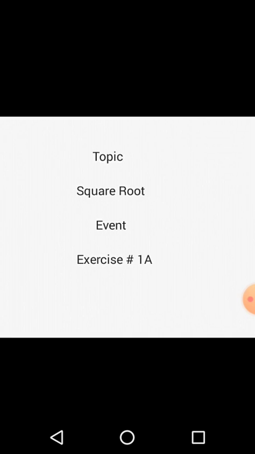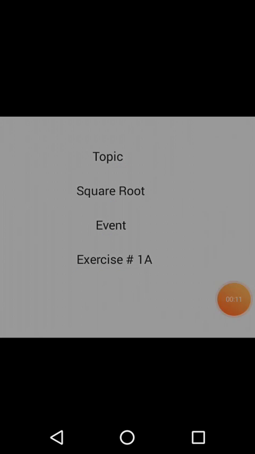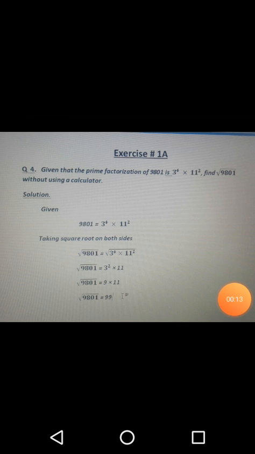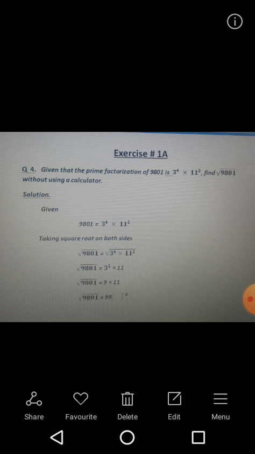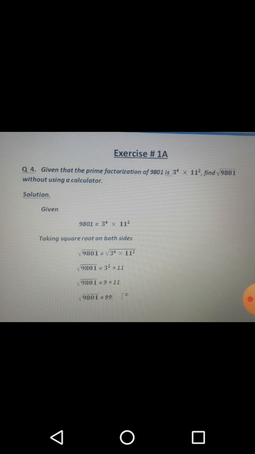Today our topic is the square root and the exercise is exercise 1a. Today we will solve question number 4 of exercise 1a, which is: given that the prime factorization of 9801 is 3 raised to power 4 multiplied by 11 raised to power 2, find the square root of 9801 without using a calculator. We will find the square root of this number without using a calculator.